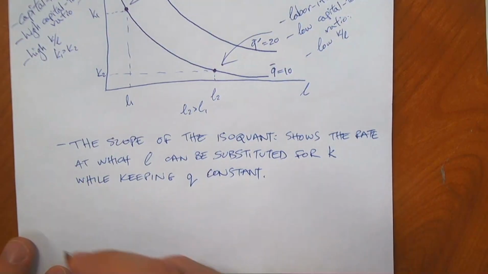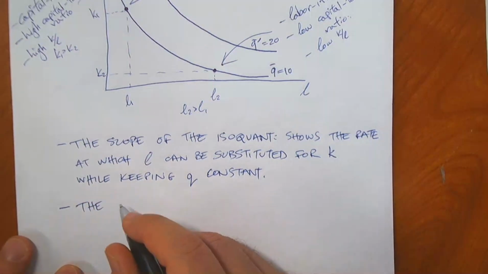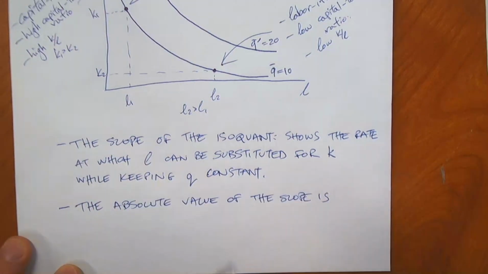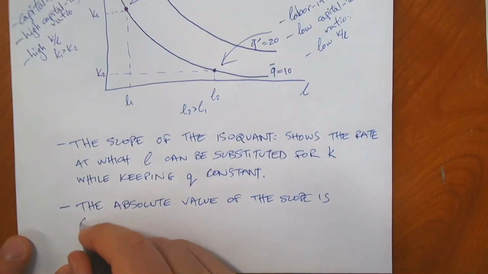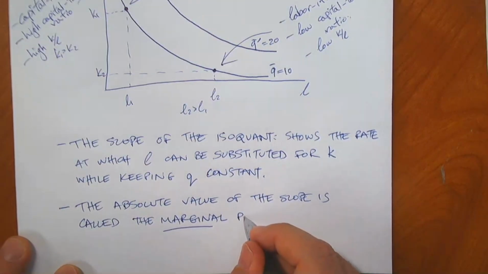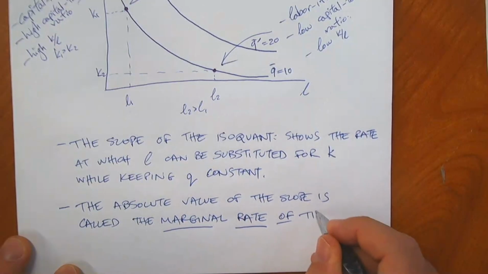So what are we going to be talking about here? In particular, yes, this is a negatively sloped line. So we're going to be thinking about the absolute amount of that slope. We're going to say that the absolute value of the slope is called the marginal rate of technical substitution. We're not going to call it the MRS. We're going to call it something different to distinguish it from what you did for consumer theory. It is a slope after all, so it is a derivative. So it's the marginal rate of technical substitution.